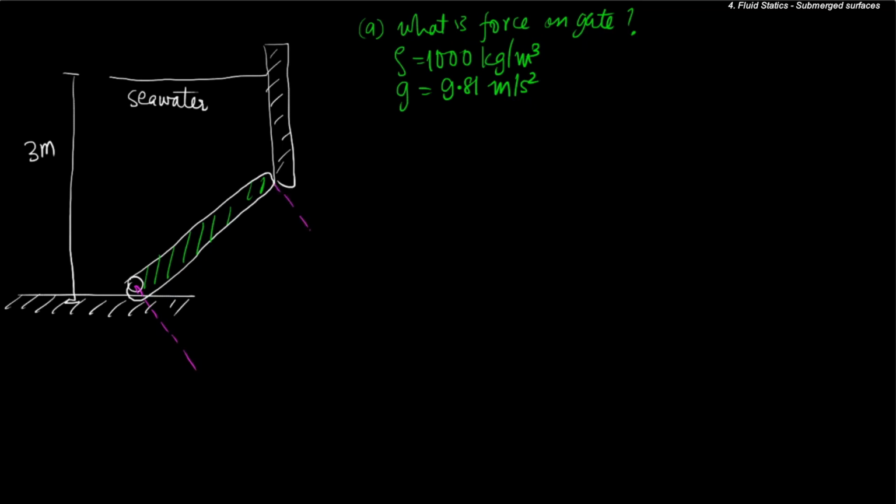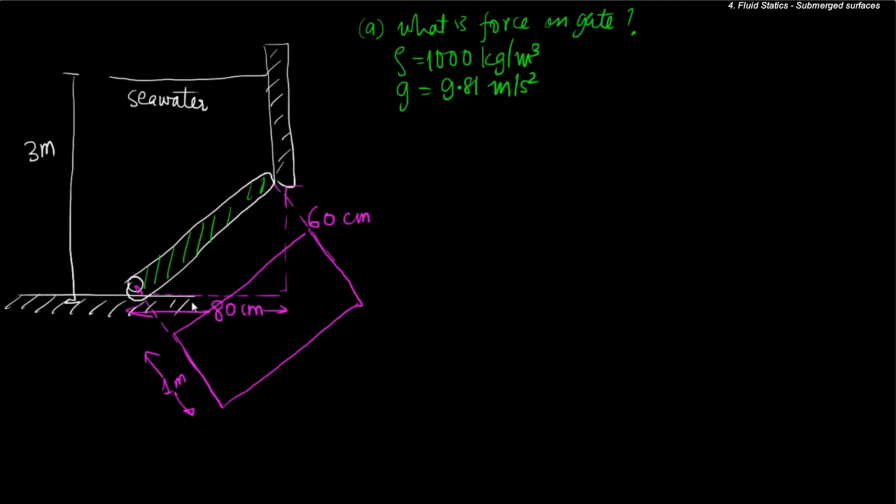it is a rectangular gate, that is the cross section of the gate is something like this. So this is the cross section of the gate. It is 1 meter wide, 1 meter into the plane, and it is given that this particular distance is 60 centimeter and this distance is 80 centimeter. The purpose of giving these distances is to tell us the inclination of the plate.